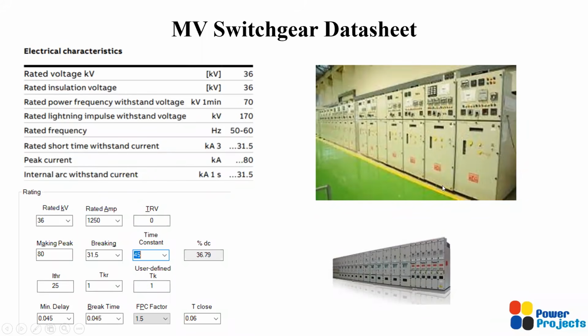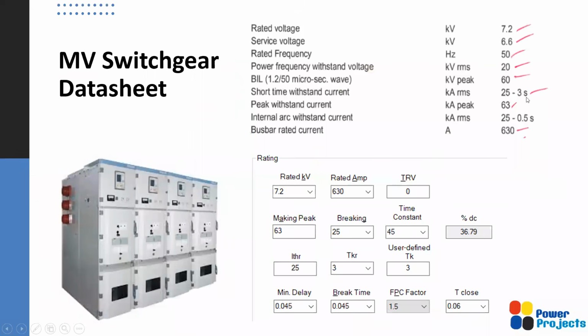Probably almost all of you are testing and commissioning engineers, so you may be aware much better. And probably here you can see, the rated voltage is 7.2, service voltage is 6.6. 25 kiloamps is the short time withstand current as well as the breaking current, 25 kiloamps for 3 seconds, and peak withstand is 63 kiloamps. So how to model this? So breaking current of the breaker is 25 kiloamps, making peak of the breaker is 63 kiloamps. So when you're selecting this breaker, you have to be a bit careful.